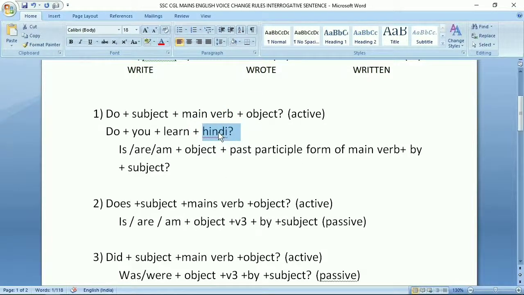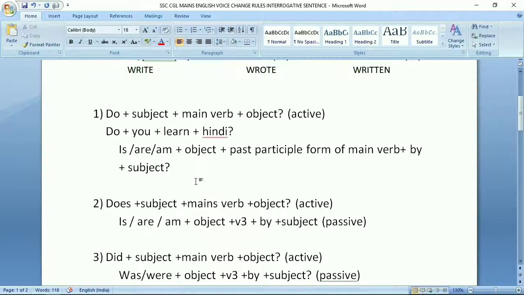If you write this Hindi in the place of the object, you should begin with is, because the object is a single word, in singular form also. You cannot begin with are or am. After that, learn is the main verb, so here you should write the past participle form of the main verb, that is called learned. And after learned you should write by, and after by the subject. Here the subject is you.